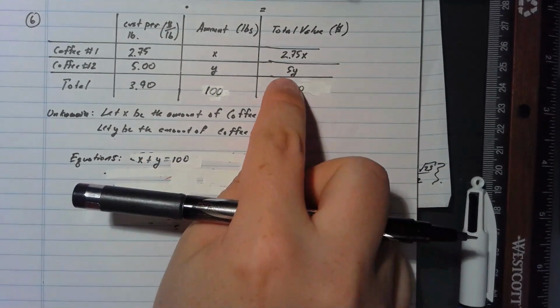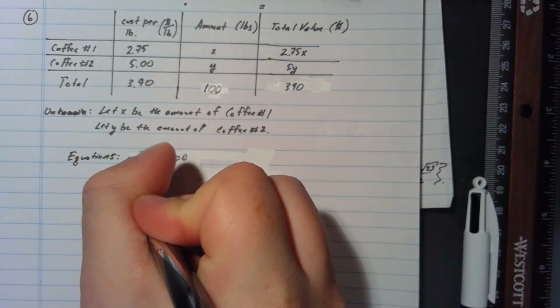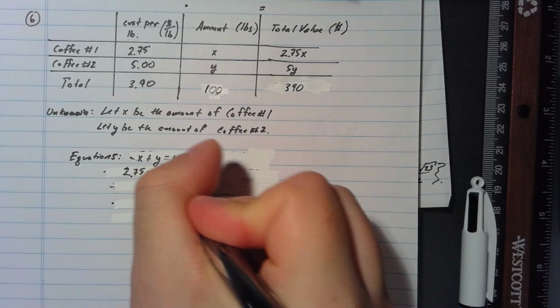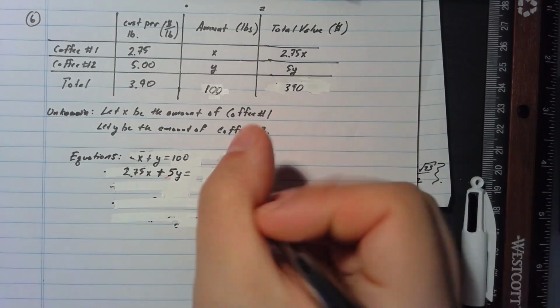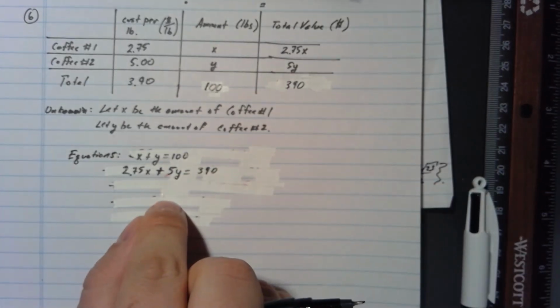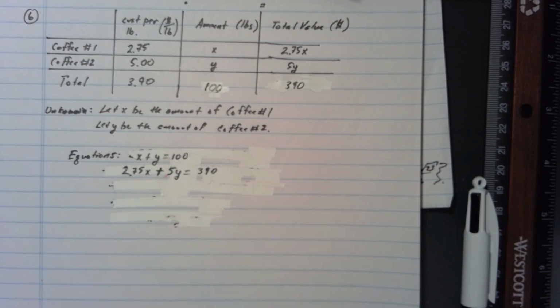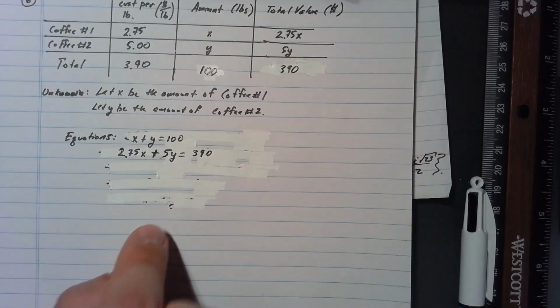And this equation is going to come from 2.75x plus 5y equals 390. Sorry about that. So now when I solve this equation, I could do this easily. Now I have enough information.